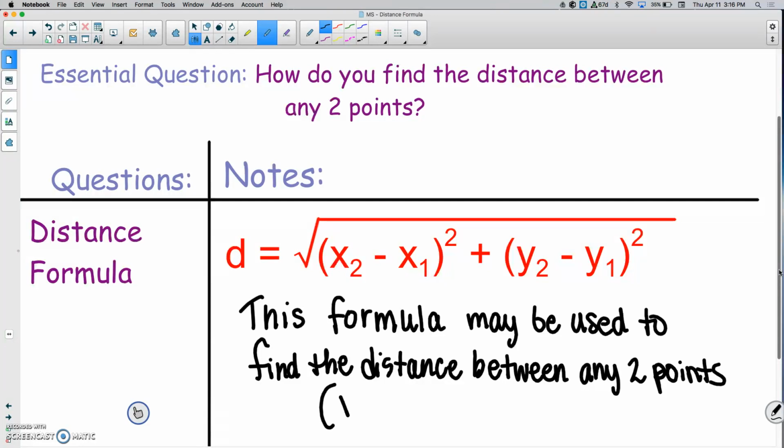And remember, those points are (x1, y1) and (x2, y2). So the little ones represent the first ordered pair, and the little twos represent the second ordered pair. And every ordered pair has an x coordinate followed by a y coordinate.